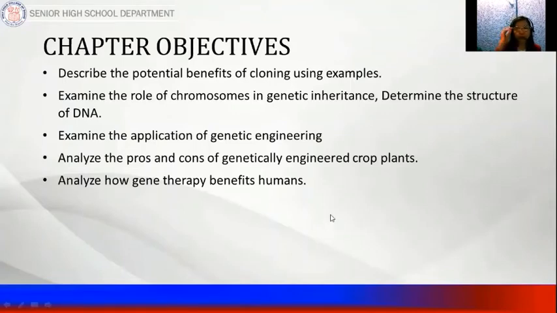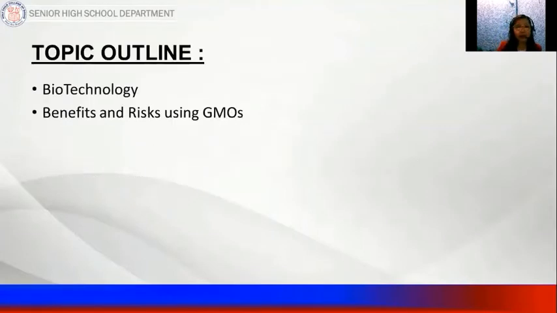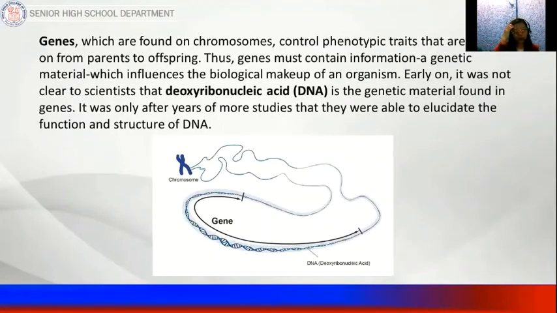So for this week, we are actually talking about biotechnology and the benefits and risks of using GMOs. As we go on with our discussion, we will be examining first what are genes. So genes, which are found on chromosomes, control phenotypic traits that are passed on from parents to offspring.